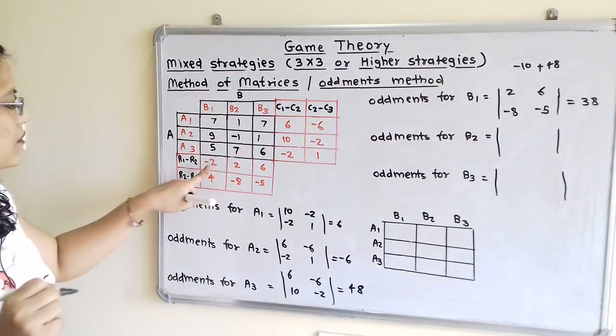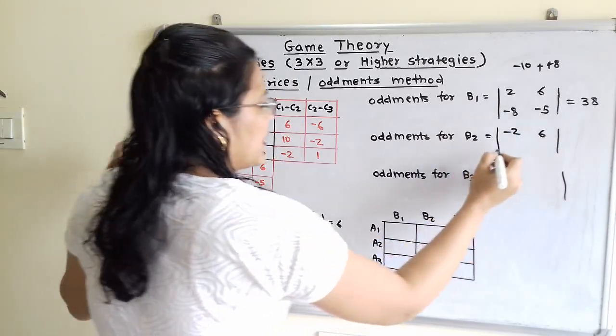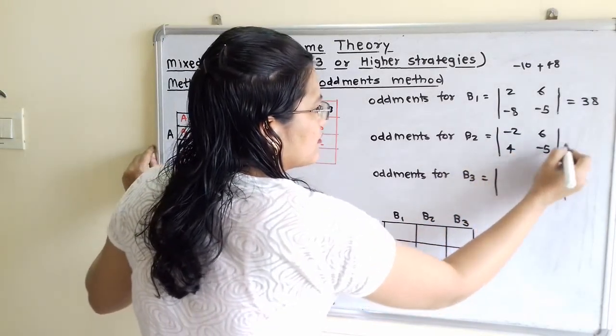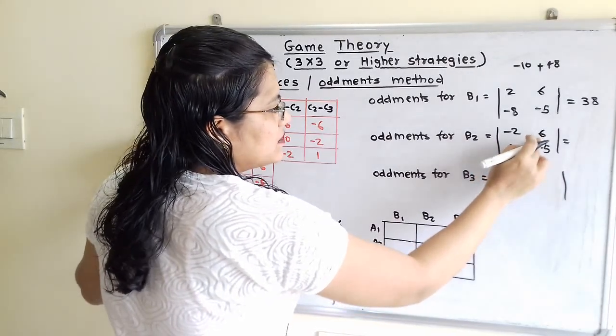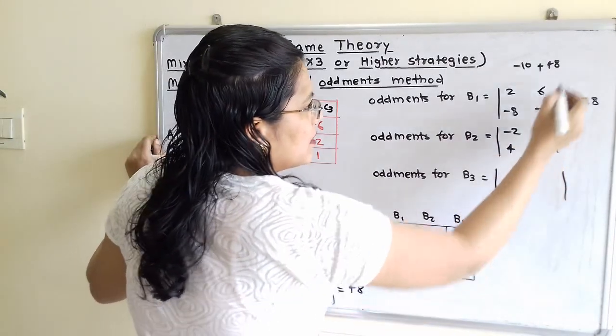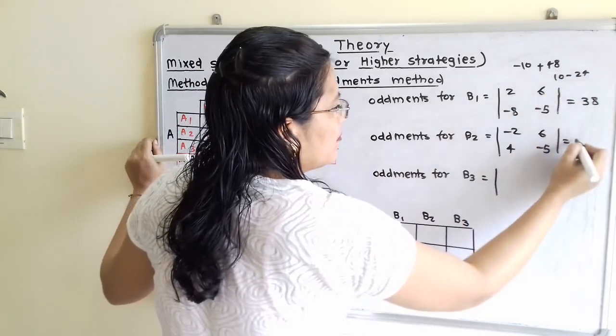Now oddments for B2: minus 2, 6, 4, minus 5. So how we can write it: 5 into 2, 10, minus 24. So it will become minus 40.